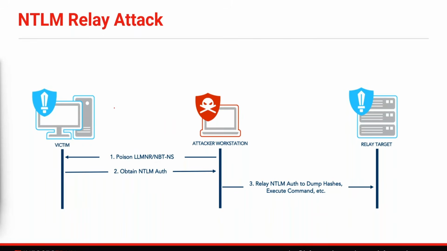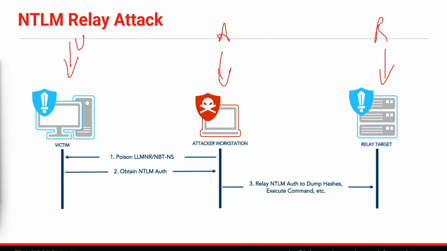In an NTLM relay attack, an attacker is sitting in between the target and the victim. This is a user who wants to access a resource in the network. Now the attacker is sitting in between. The user sends a request saying that I want to connect to you. Now when the user sends that request, the attacker is relaying.